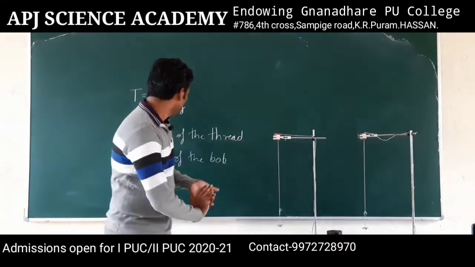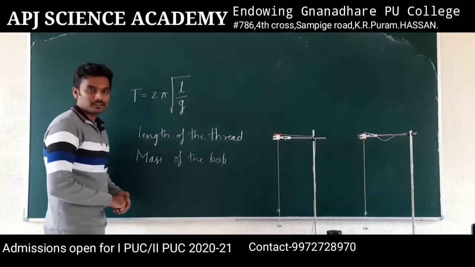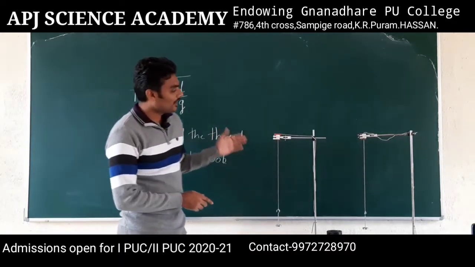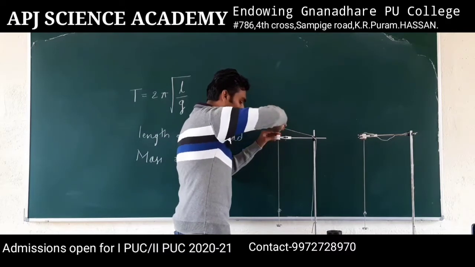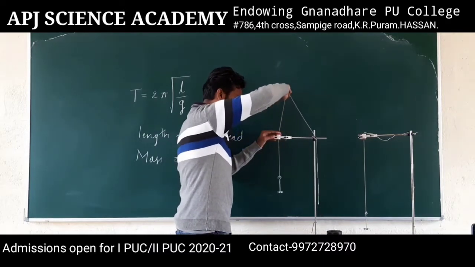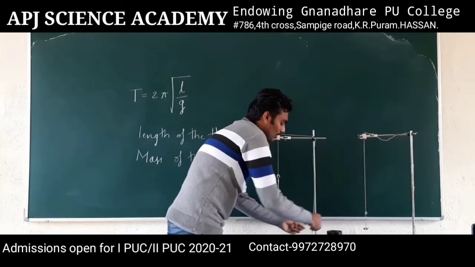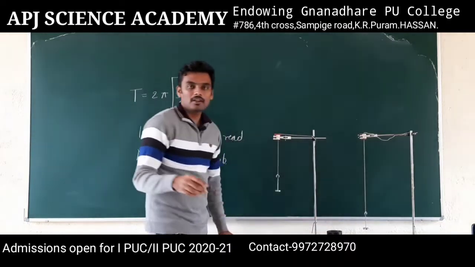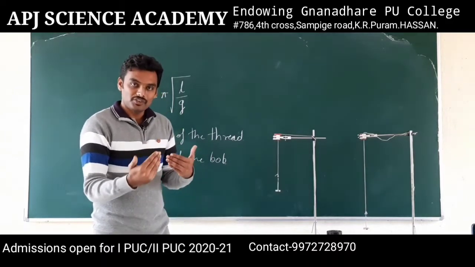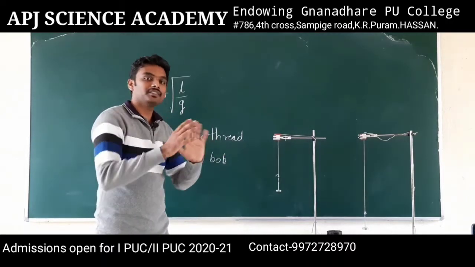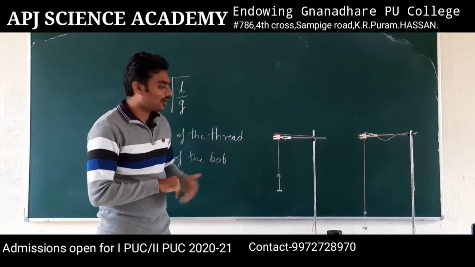Now the first factor to change will be length. Let me change the length of one of the pendulums. Let me change the length of this pendulum. Let me decrease the length. Now I have decreased the length of one pendulum, and now we'll see whether the oscillation becomes faster or slower with the pendulum of shorter length.